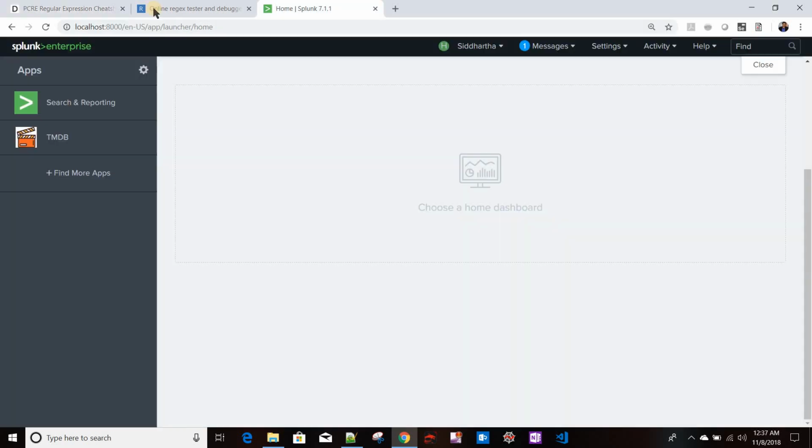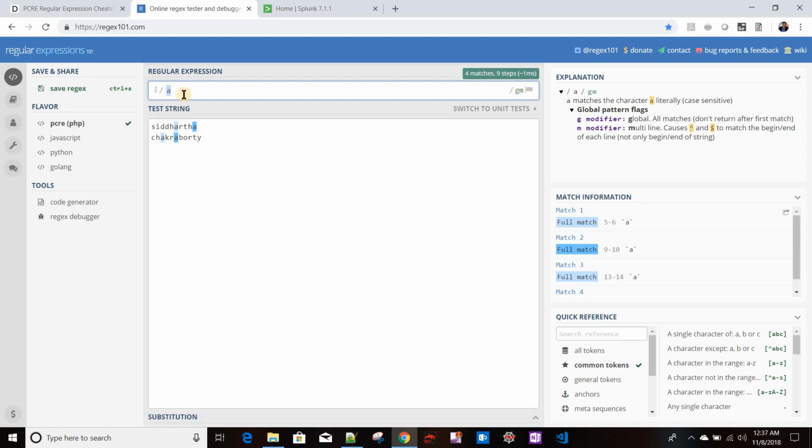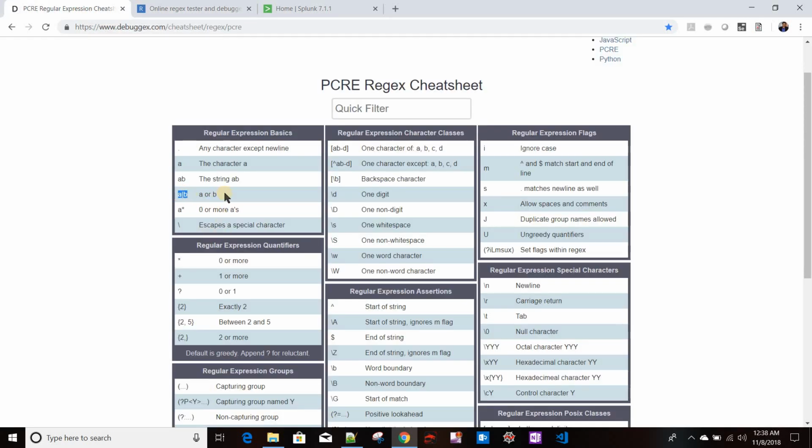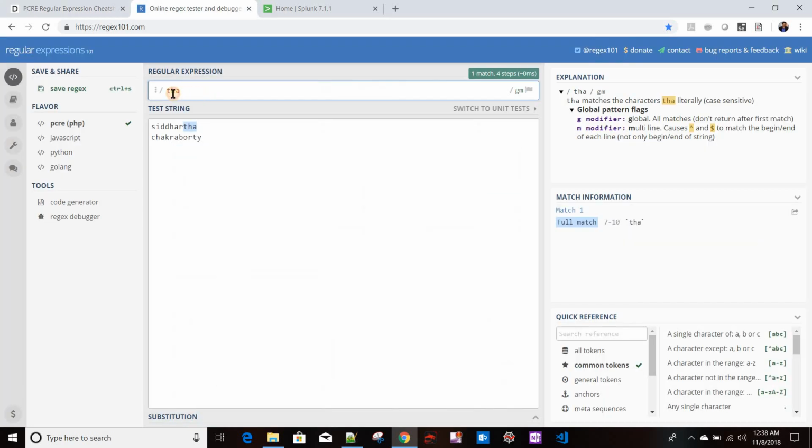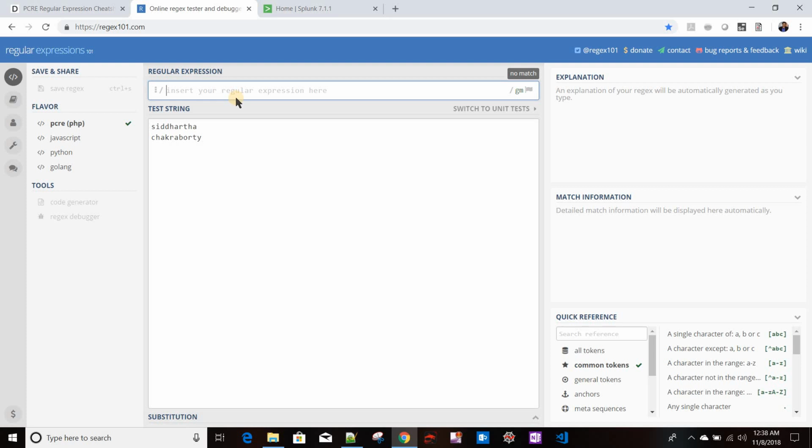The string AB matches, so it is very easy. Suppose I want to match THA, it's just THA, normal stuff. Let's move on. A pipe B means it matches either A or B. It's an or condition. Now let's try to mix things up. Suppose I have RA over here, and let's say I want to match HAR and RAB.